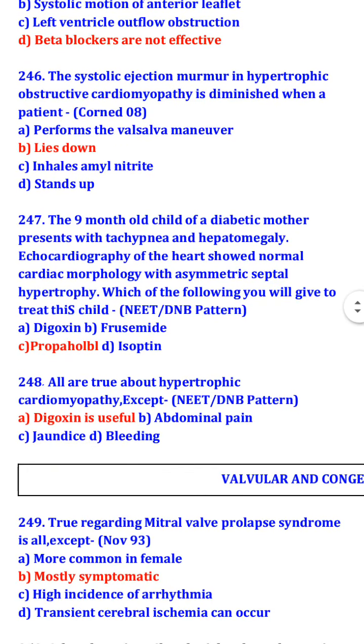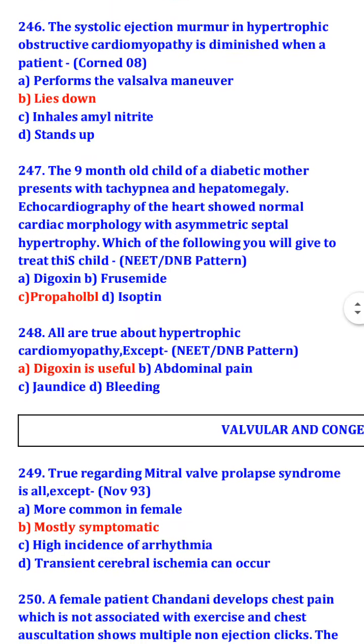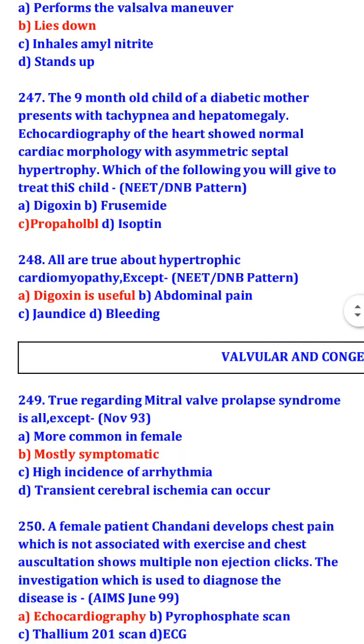The 9-month-old child of a diabetic mother presents with tachypnea and hepatomegaly. Echocardiography showed normal cardiac morphology with asymmetric septal hypertrophy. Which of the following will you give to treat this child? Propranolol. All are true about hypertrophic cardiomyopathy except that digoxin is useful. So what is true is abdominal pain, jaundice, and bleeding.